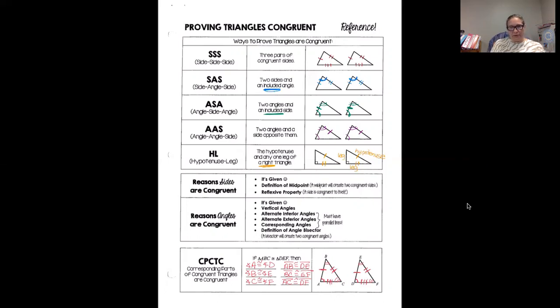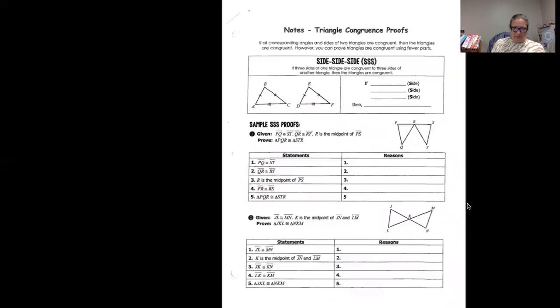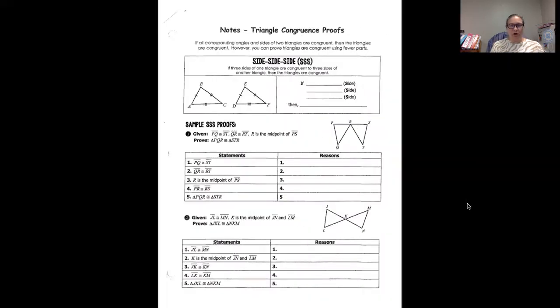Moving on to our first page of triangle proofs, we're going to start with side, side, side. So we're going to do some of these together. I'm going to do some together in class. So side, side, side is if 3 sides of one triangle are congruent to 3 sides of another triangle, then the triangles are congruent.